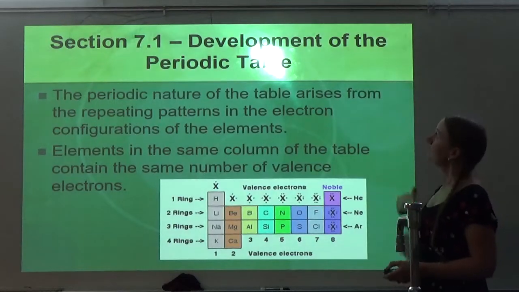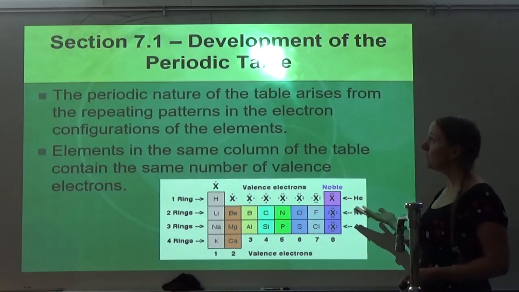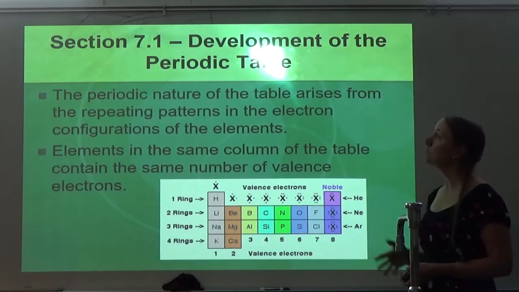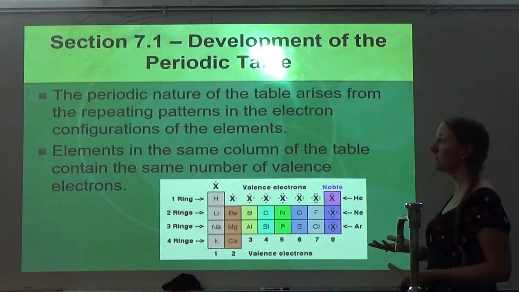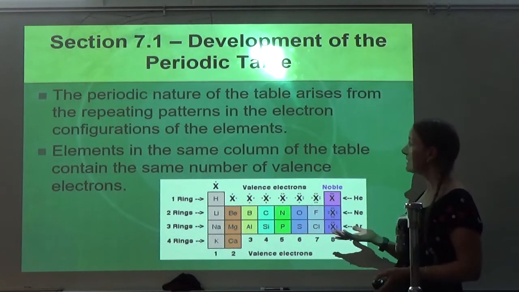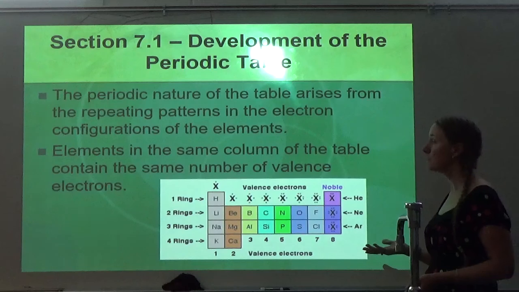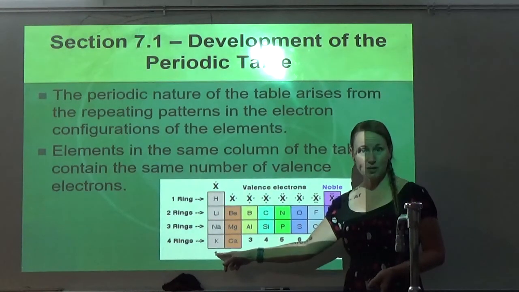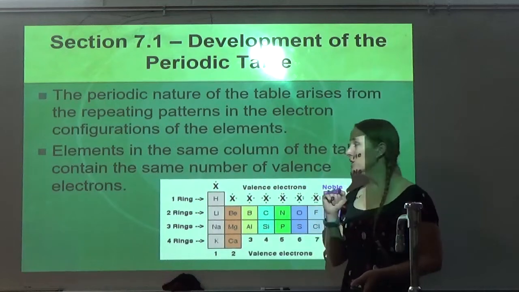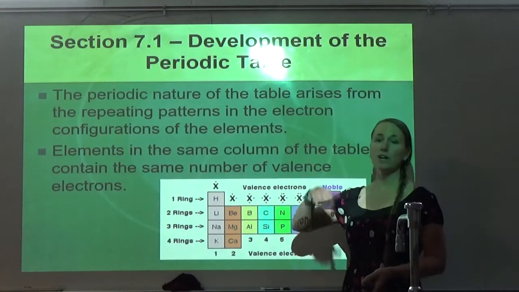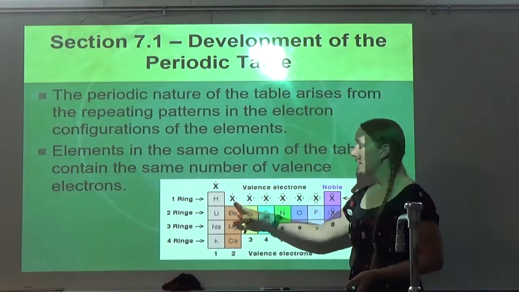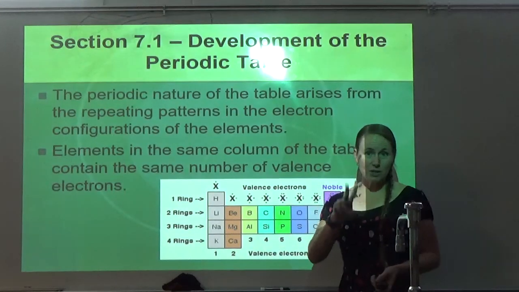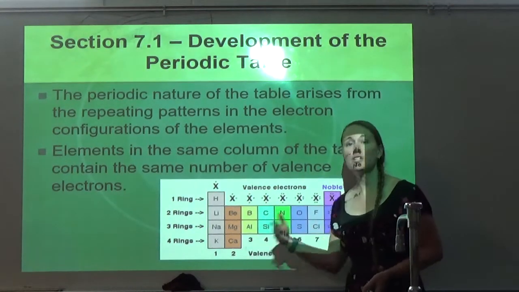Alright, so 7.1, development of the periodic table. The periodic nature of the table arises from the repeating patterns in the electron configurations of the elements. Elements in the same column of the table contain the same number of valence electrons. So everything in group 1 has one valence electron. All their electron configurations end in s1. So it's 1s1 or 2s1. Everything in group 2 has two valence electrons, and they all end in ns2.